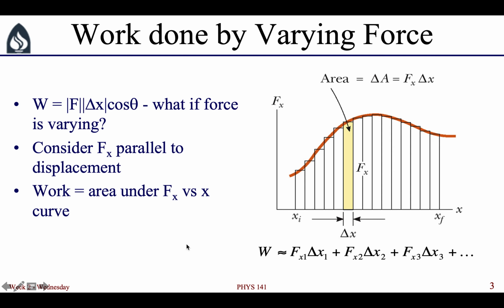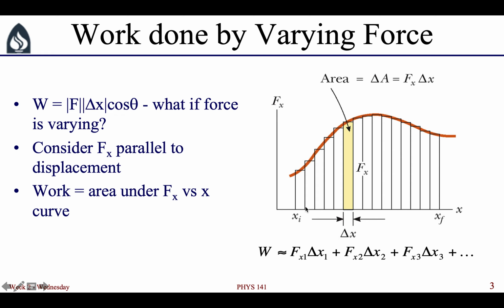In the last lesson, we looked at how you calculate the work that's done by a constant force. We saw that work was equal to the amount of force times the displacement of the object that the force acts on times the cosine of theta, where theta is the angle between the force and displacement vectors. But what if the force is varying? What if the force is not constant but changes as the object moves along?